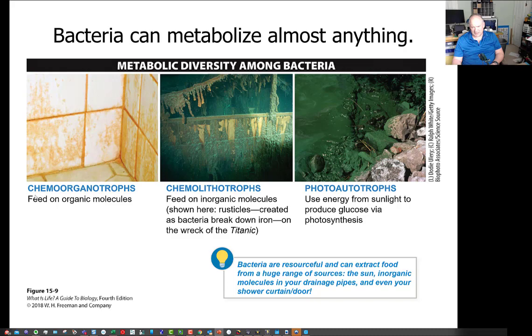Chemolithotrophs feed on inorganic chemicals, so these are organisms able to grow on inorganic chemicals. And then there are those using energy from sunlight. These are trophs that can produce their own energy using light. Those are the different types of bacteria, and we still have those around.